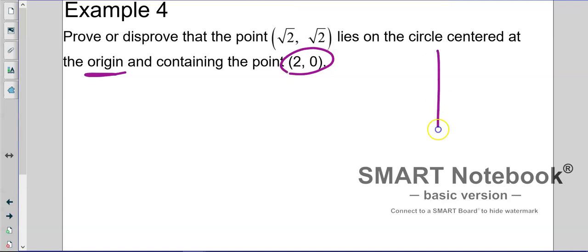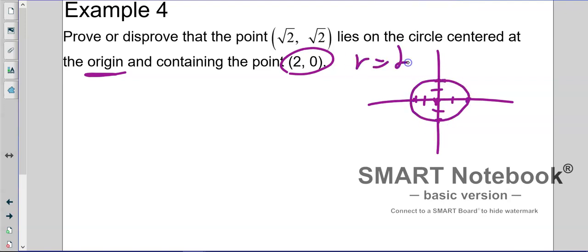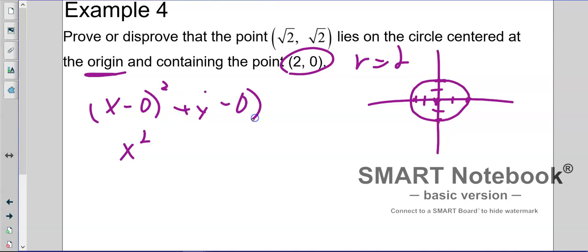Okay, so real quickly, if the center is here, and a point on the circle is 2, 0, well, that means 1, 2. So my circle looks like this, and my radius is 2. Since it's at the center, that means it's x minus 0 squared. If you want to go right to that because it's obvious to you, that's fine. Plus y minus 0 squared, or just simply y squared, equals 2 squared, which is 4. So that's the formula of the circle.